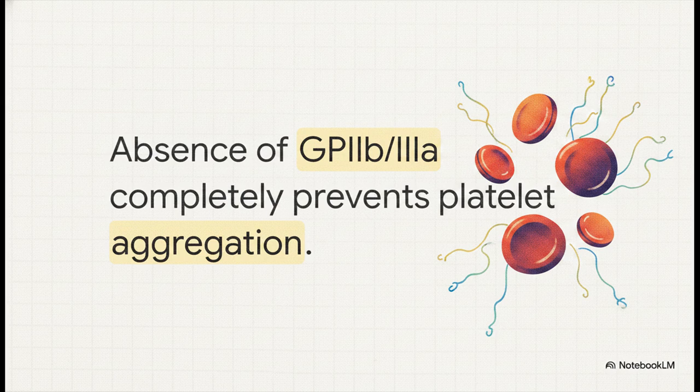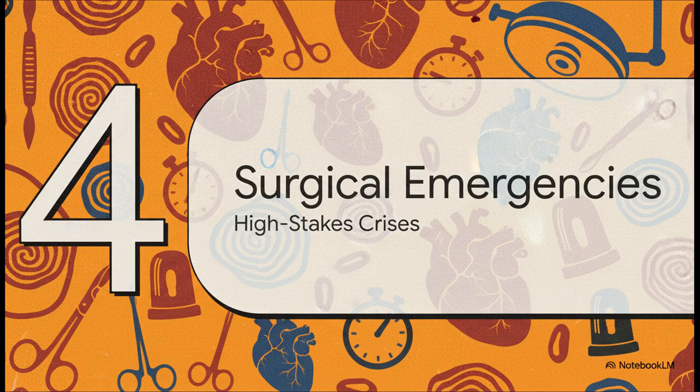And this brings us right back to our earlier rule. Without glycoprotein IIb/IIIa, platelets just cannot bind fibrinogen to bridge together. So you'll see a perfectly normal platelet count on your labs, but severe bleeding because there is literally zero aggregation capability. All right, Section 4, Surgical Bleeding Emergencies. Let's dip directly into the operating room and tackle some high-stakes clinical crises.